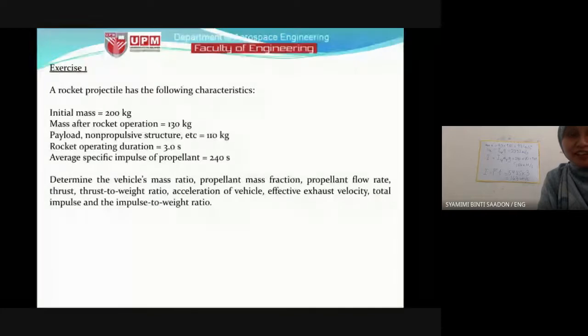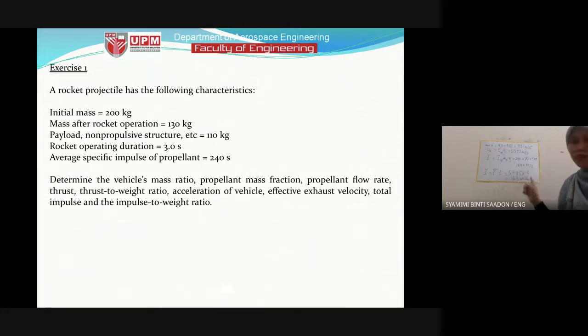And then the last one for this exercise, impulse to weight ratio. So you have the impulse 164 kilonewton, divided by the weight ratio. The weight is 200 minus 110, the initial weight ratio.